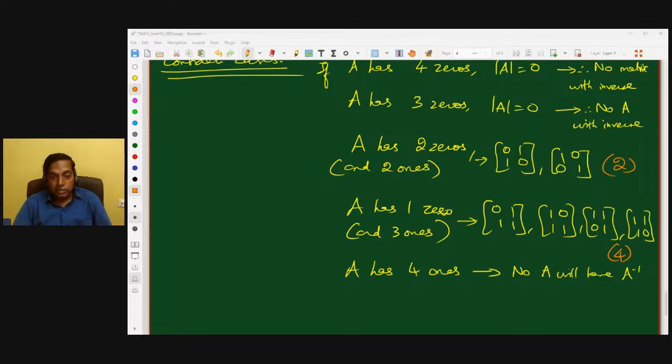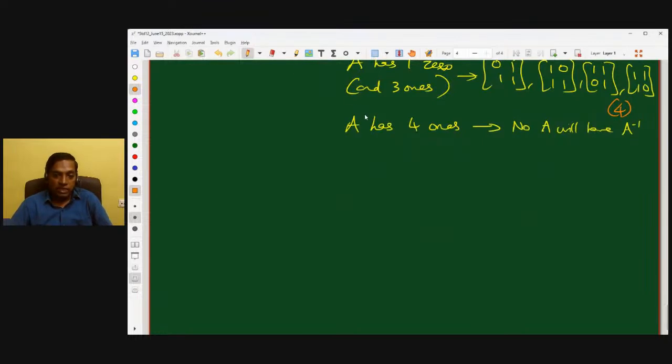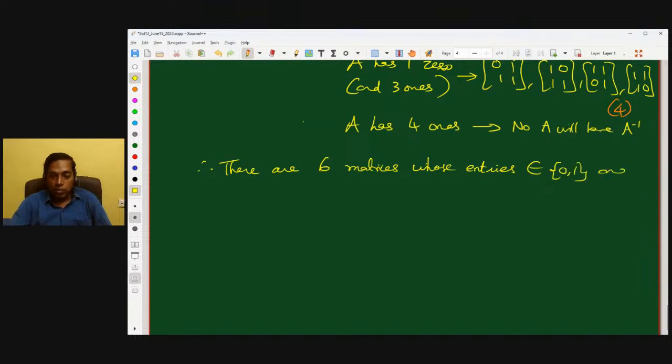This is what I am getting. Okay, but many people have got 8. I don't know how you got 8. Okay, Kajol, can I explain inverse using an example? I'm going to come to that. So therefore, there are 6 matrices whose entries belong to {0, 1} and whose inverse exists.